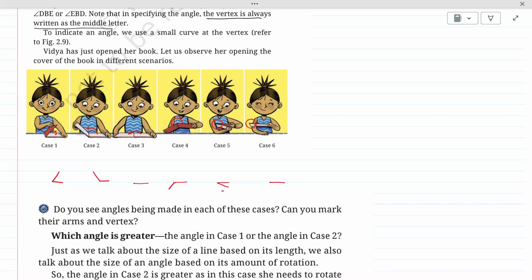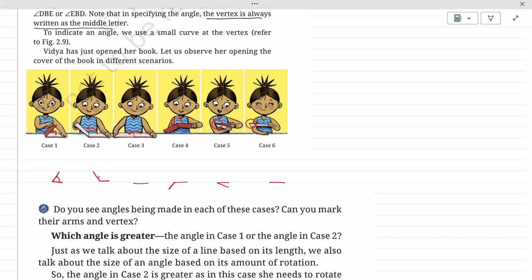This is also a reflex angle. The angle which is greater than 180 degrees is a reflex angle. And this is 360 degrees. She has closed the book now. So we have seen how these angles are changing. This is the smallest, this is increasing, this is 180, this is more than 180, this is further increased, and this is the straight one. I can also make the angle like this.